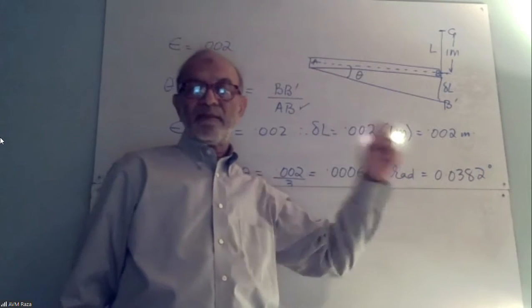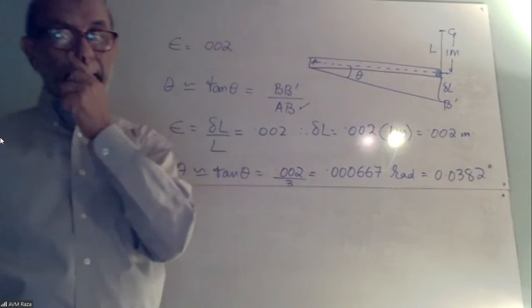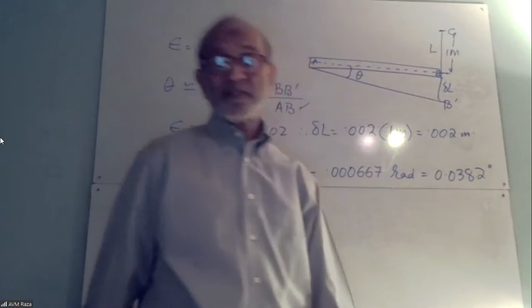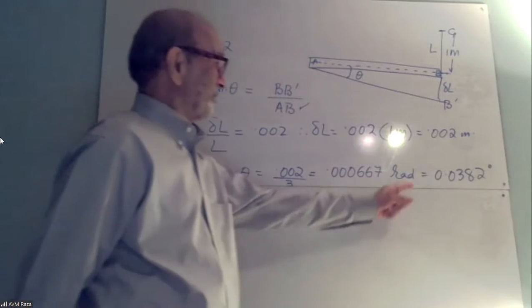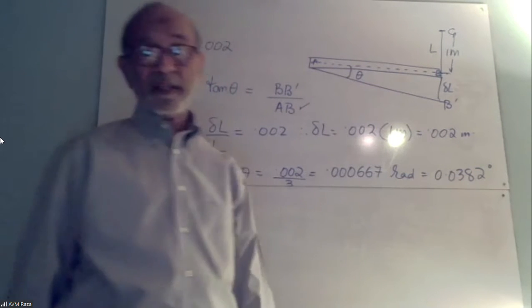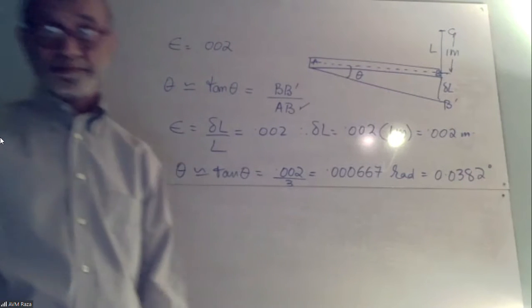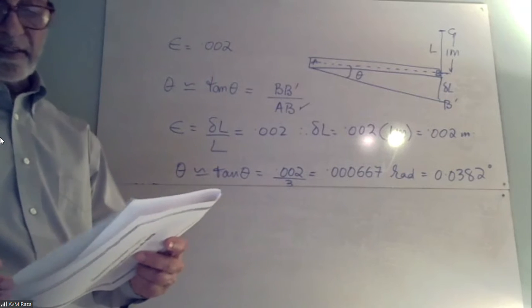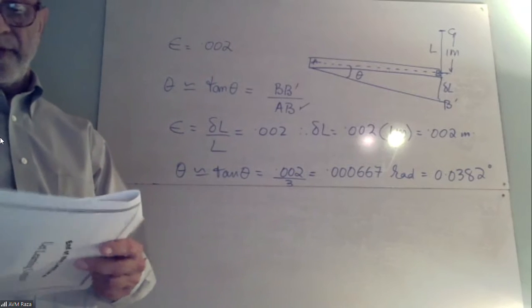Can you see what a small rotation it is? Hardly visible to the naked eye, I'm sure, because a degree by itself is a very small unit, and this is about a 300th of that. So a very small rotation, and that's the final answer. Any questions, anybody?